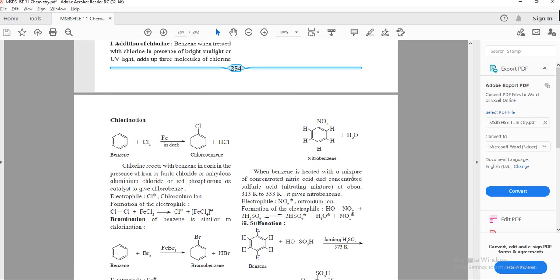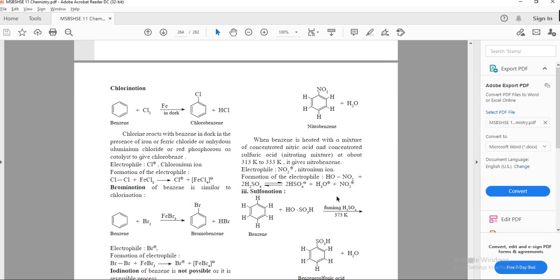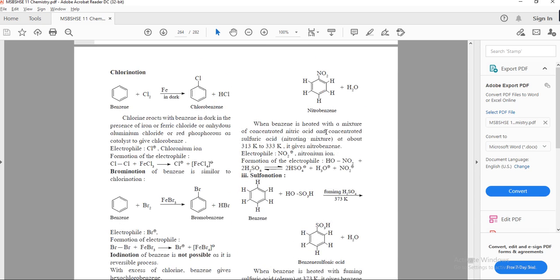When benzene is heated with a mixture of concentrated nitric acid and concentrated sulfuric acid, the nitrating mixture, at about 313 Kelvin, it gives nitrobenzene. The electrophile is NO2 plus, the nitronium ion. The hydrogen in the benzene ring is replaced by NO2.